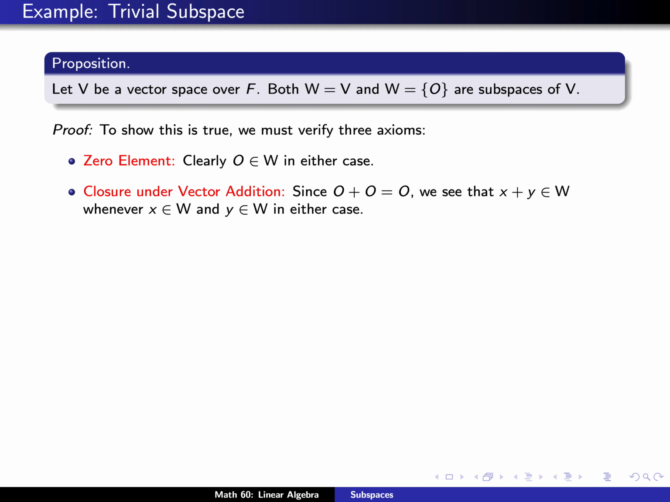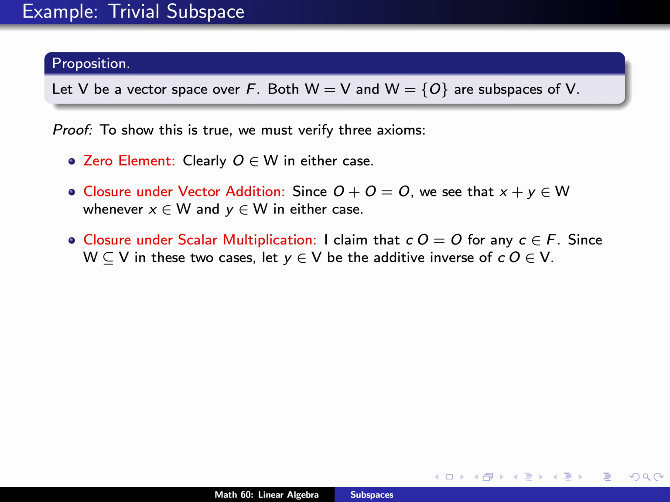In the other case, where W consists of just one vector, if I were to pick x and y in W, then x and y would have to just be the zero vector. I have no other choice. But we already know that the zero vector plus anything is that anything. So in particular, the zero vector plus the zero vector is the zero vector. So again, in this case, we see that if x and y are in W, then x plus y must be in W. This means that W is indeed closed under vector addition.